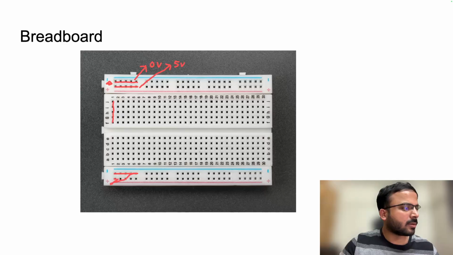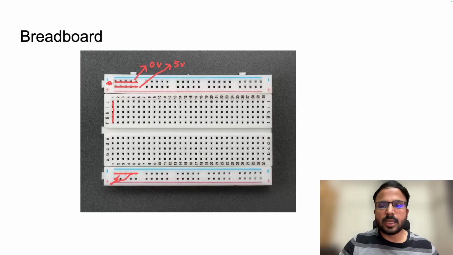And then again you can connect a 0 or a 5 volt power supply to this. So this will help you create several connections and give you several wired outputs to connect your peripherals. So this is in general what a breadboard is used for. There can be several other breadboards, right?